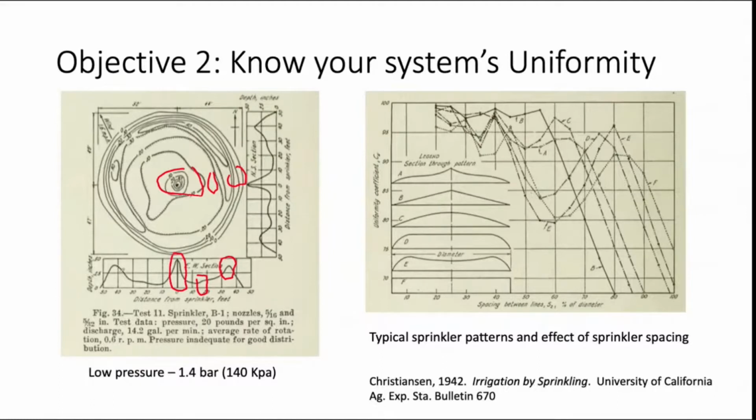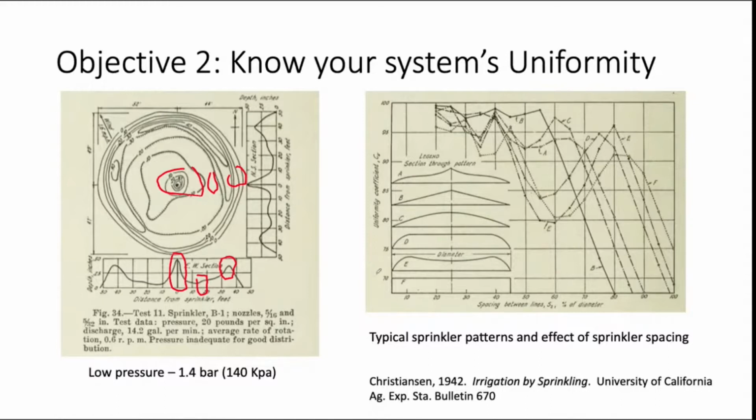And we would call this, somewhat affectionately, a donut pattern. And it's very typical of something with low pressure. So this is 20 pounds per square inch, which is equivalent to 1.4 bars or 140 kilopascals. And that's what you might see under a low pressure condition.